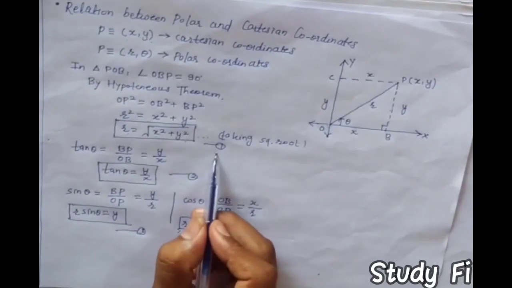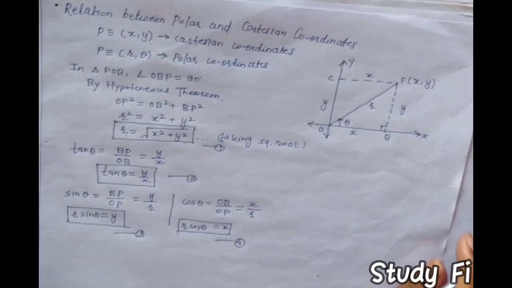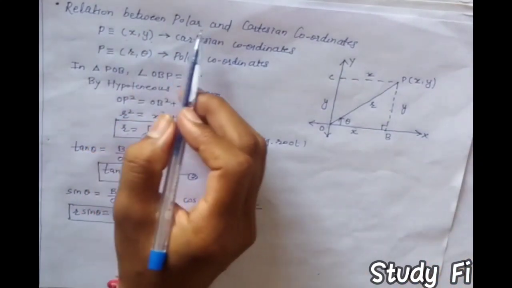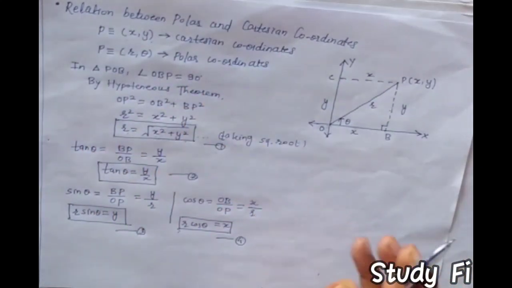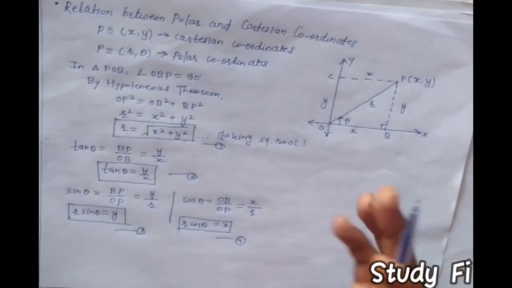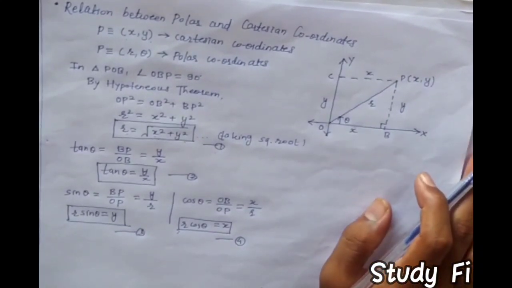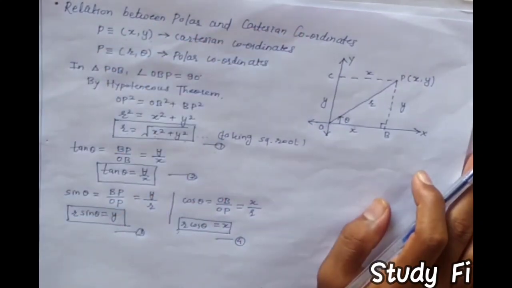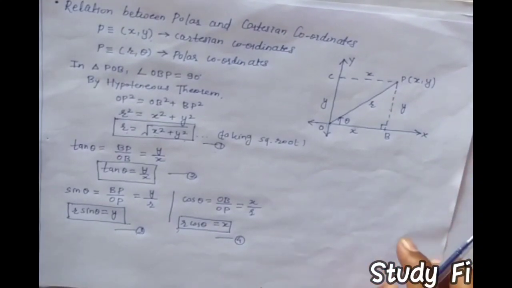So equations 1, 2, 3 and 4 give us the relation between polar coordinates and Cartesian coordinates. Questions may be asked to calculate the polar coordinates if Cartesian coordinates are given, and to find the Cartesian coordinates when polar coordinates are given.